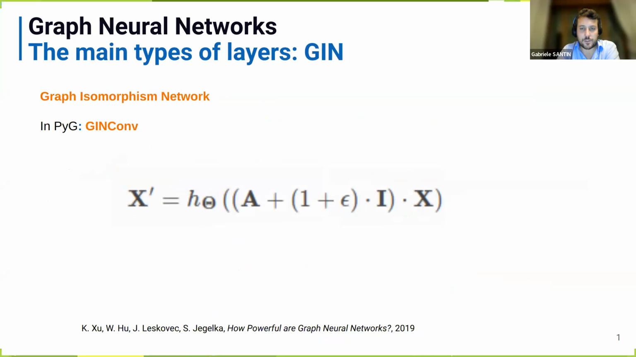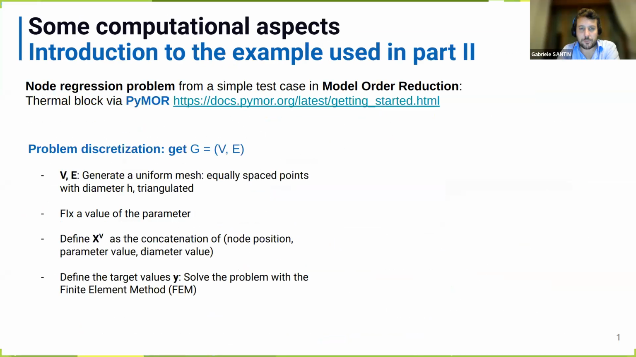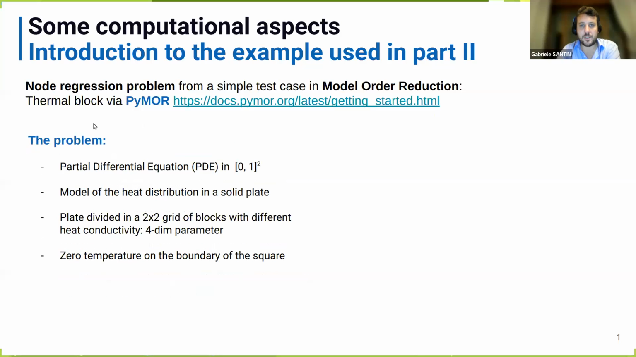Next time, Antonio will show some example with a graph obtained by the solution of a simple PDE, and I would just like to say one word. We will implement it as a node regression problem, and it's just a very simple test case in model order reduction. It's a thermal block, which we are producing with PyMOR. It's just a discretization of a very simple PDE on the unit square, and is a model for heat distribution. This is a parametric problem generated by having a parametric heat conductivity.